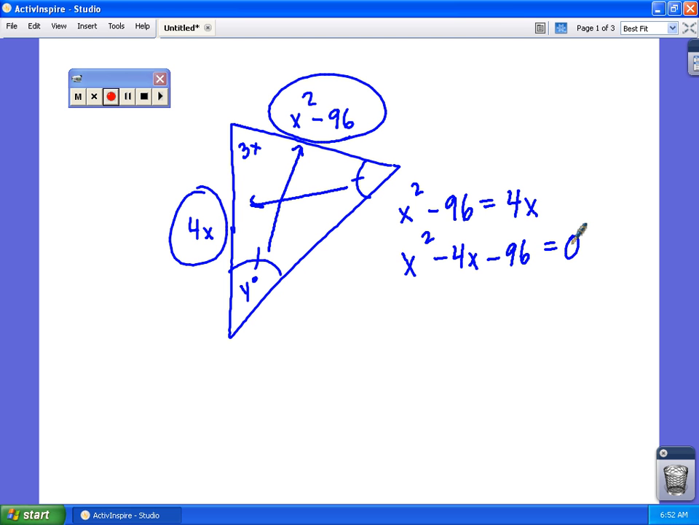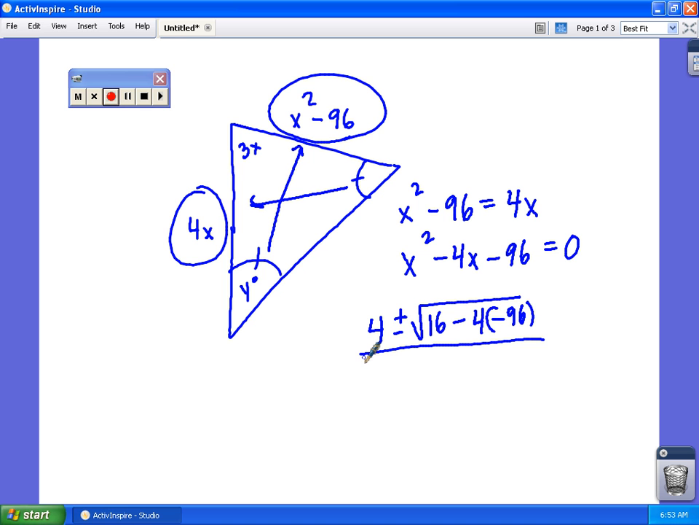So from here, you're going to either factor or use the quadratic formula. I'll use the quadratic formula. Negative b would actually be a positive 4, plus or minus the square root of b squared, which is 16, minus 4 times a, which is 1, times c, which is negative 96, all over 2 times a, which is 2.